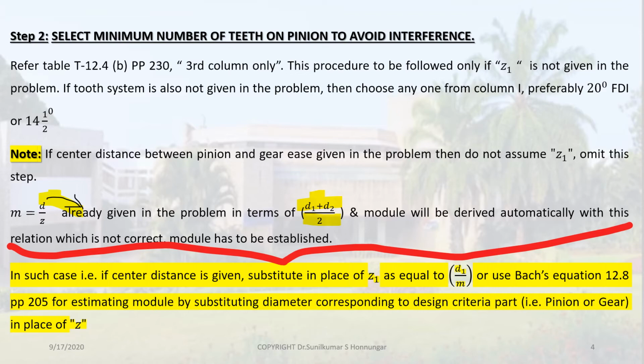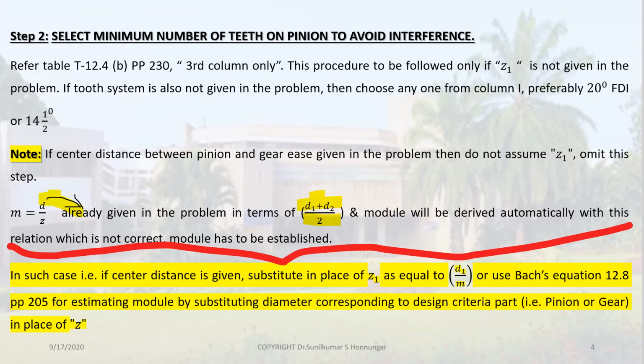Remember that. So for that you have to refer to table 12.4b, page 230. There are 3 columns. Basically you read them out, they are self-explanatory: rack and pinion, intermittent, something like that. In the third, for continuous motion, it is there. So you have to refer to that, because this gear pair is a continuous motion, it is not an intermittent or a rack application. And the procedure is to be followed only if Z1 is not given in the problem. That is what I have already told.